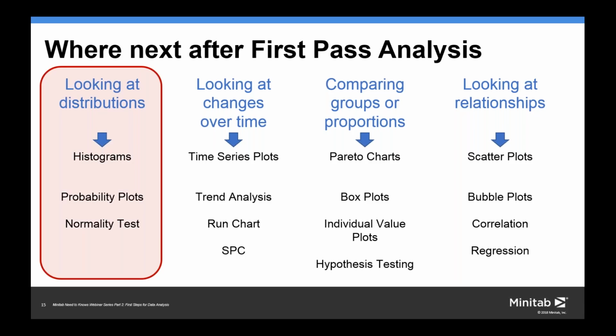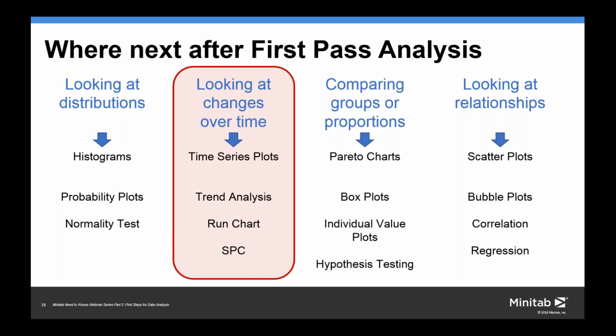So if you are looking at distributions, for example, then today we've started with a histogram as a first step. Now, if you want to get a bit more complex and you want to answer questions like, I wonder if my data fits a particular distribution, then yes, you might want to move on to probability plots and normality tests. But we start with the simple, which is the histograms. Similarly, if you're looking for changes over time, then we've looked today at starting with a time series plot. And only then, if you notice some things or you want some more detailed analysis, would I suggest going on to something like trend analysis or run charts or statistical process control, SPC.